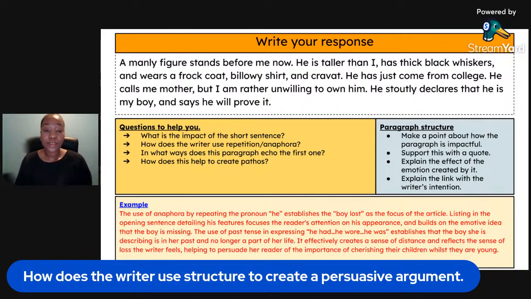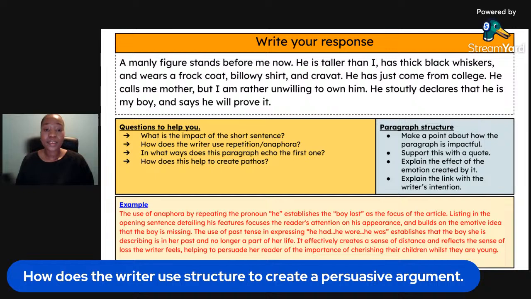So the questions for this one: what is the impact of the short sentence? It starts with a short sentence, a manly figure stands before me now. How does the writer use repetition and anaphora in this one?